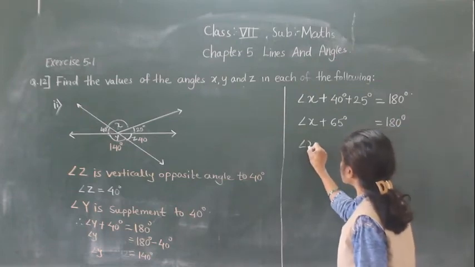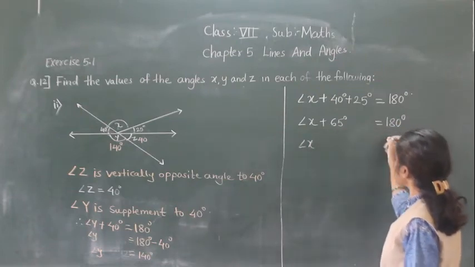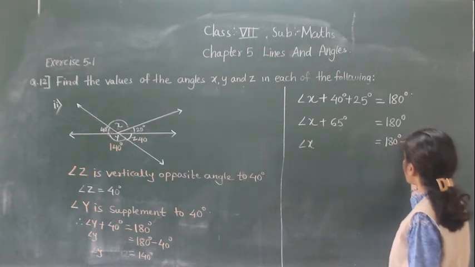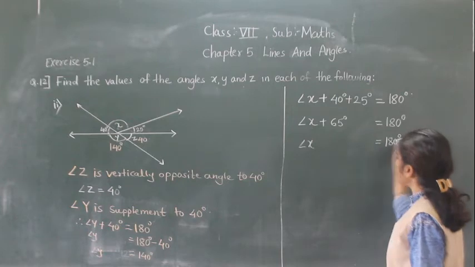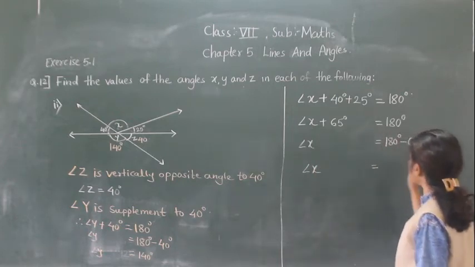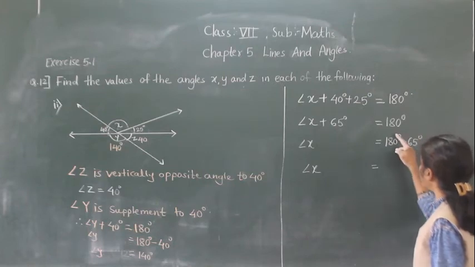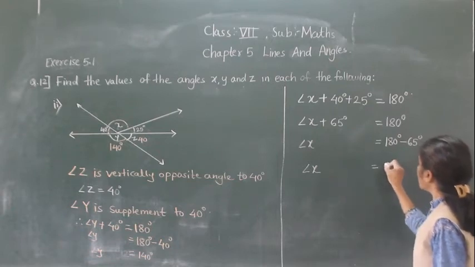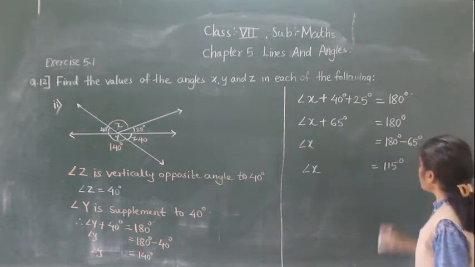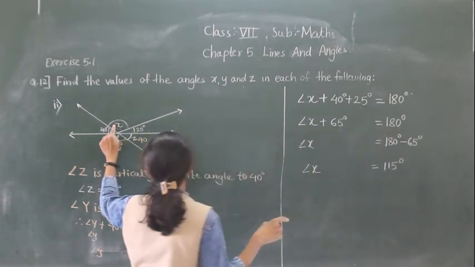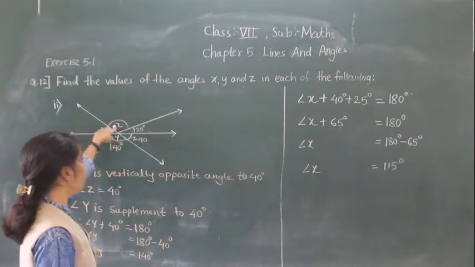Now 65 is added on the left, so transferring it to the right-hand side it becomes minus, so 180 degrees minus 65 degrees. So angle x is 115 degrees.